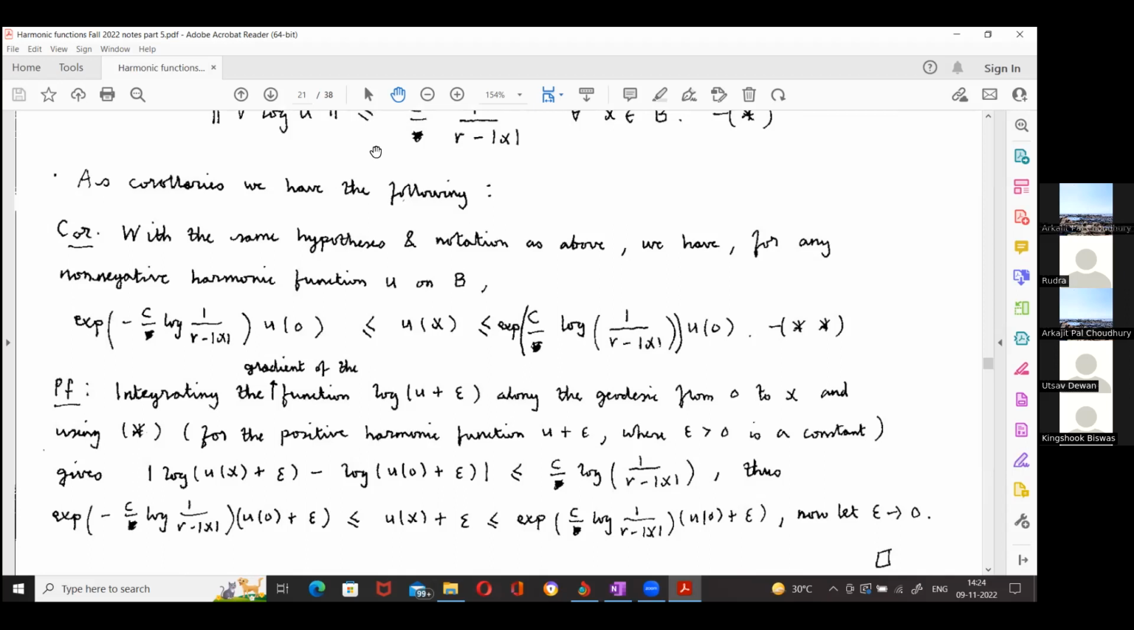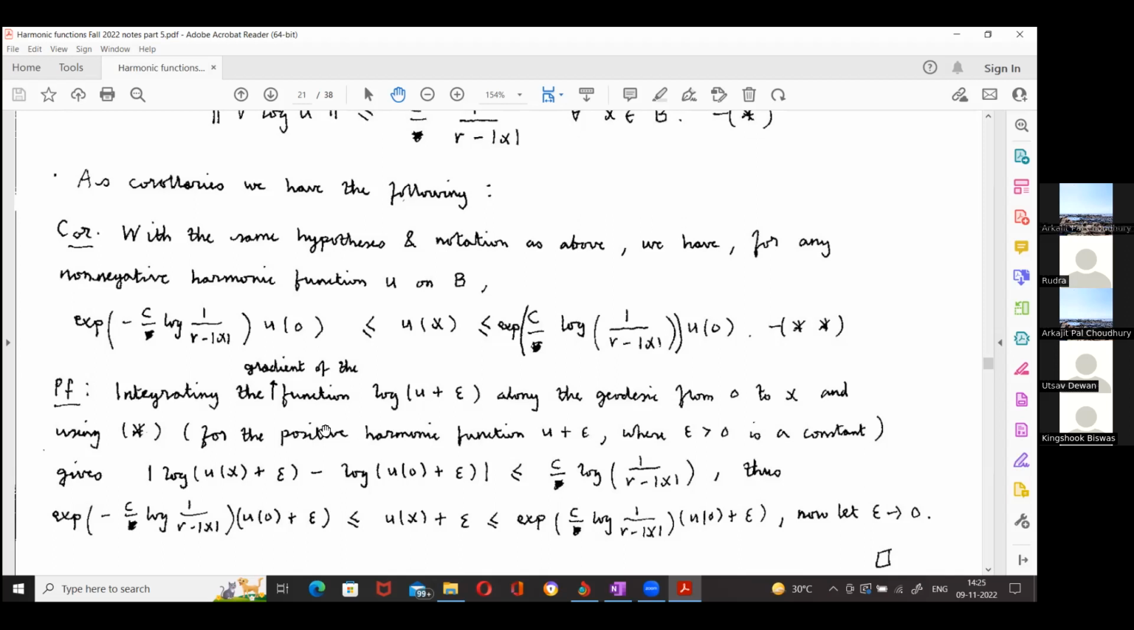This will follow from the Harnack-Yau inequality just by integrating. That's the proof: you integrate the gradient of the function log of (u plus epsilon). If u is non-negative, I may not be able to take the log immediately because it could vanish at some point. So let me just add a small epsilon to u. Then I can take the log. I integrate this along the geodesic from 0 to x, from the center to x.